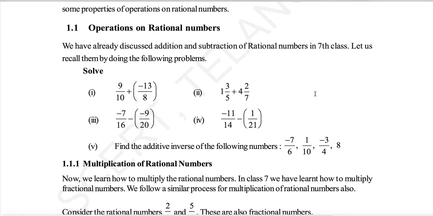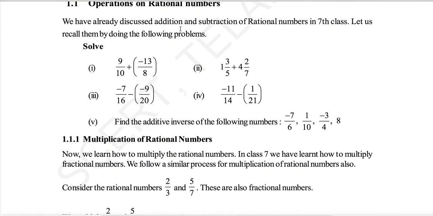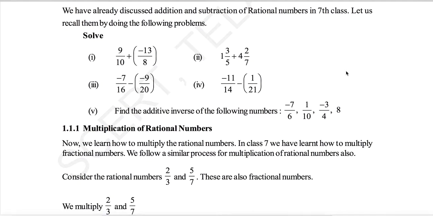Now, operations on rational numbers. We already discussed addition and subtraction of rational numbers in class 7. Let us recall them by doing the following problem. 9 by 10 minus 13 by 8. How to do this? Find the LCM of 10 and 8. What is the LCM of 10 and 8?